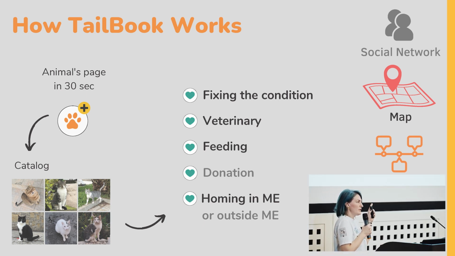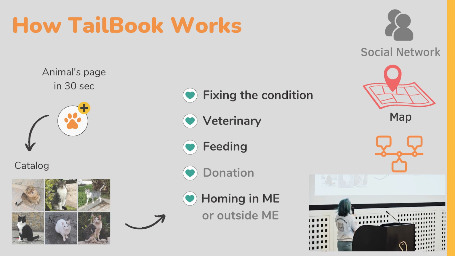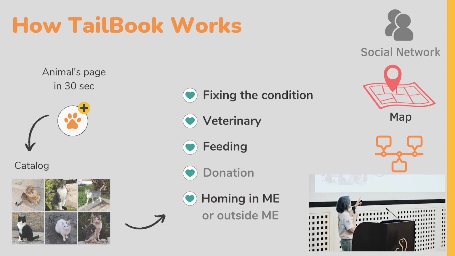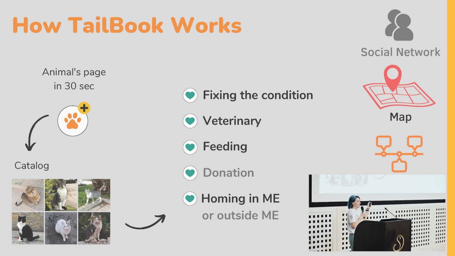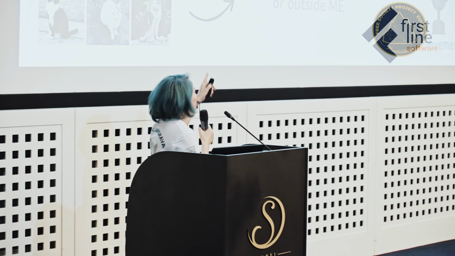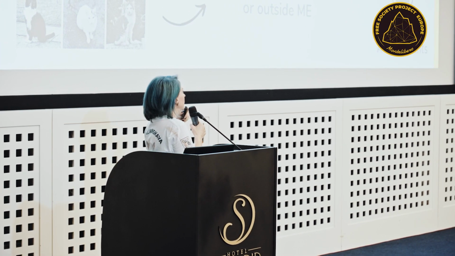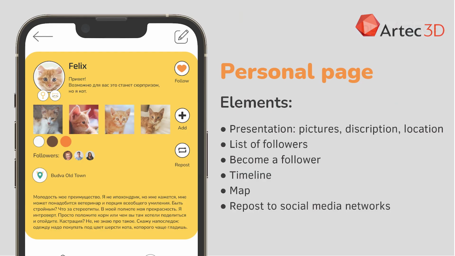Artificial intelligence will provide you with a positive description of the animal, or you can come up with your own and get an achievement for that. Add it to the database, and now you and other users can help the animal. While helping, connect with other people like you, find out everything about castration, and get achievements. So the whole idea revolves around the personal page.